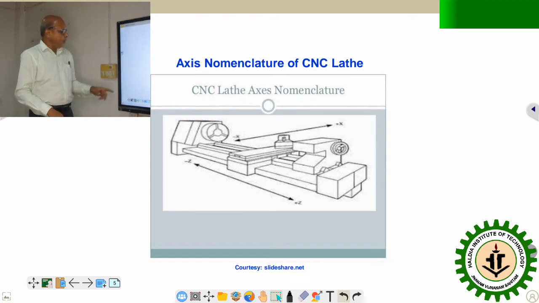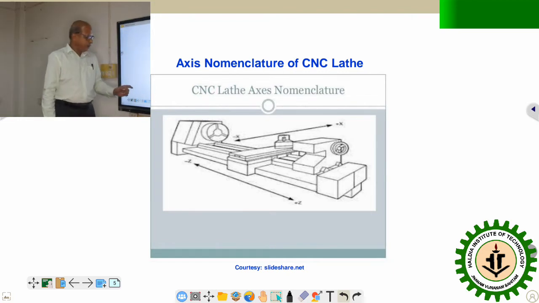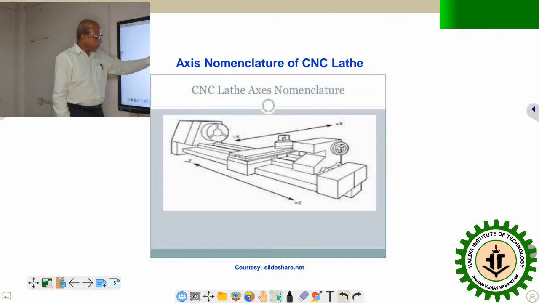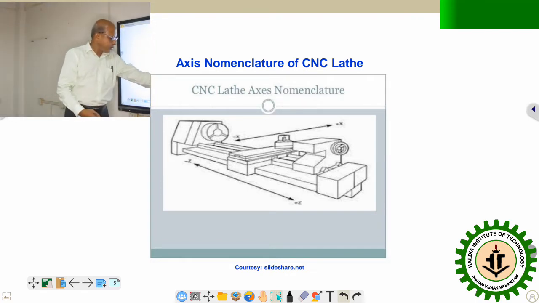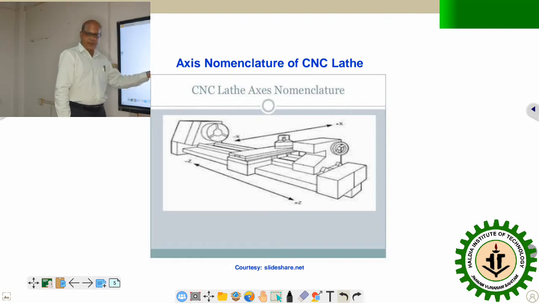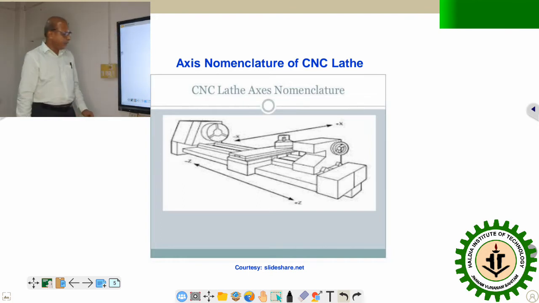This is just a axis nomenclature of a CNC lathe. Okay, it is not very prominent, but still it is visible. So you can see this is the chuck. Here the tool is mounted on the tool post. So this will be a longitudinal axis. So as the tool is moving towards right, z increases. That means gap increases. So this will be z plus. As it is approaching towards the job, it is z minus. Okay. Similarly, towards the center, x minus. Away from the center, it is x plus.